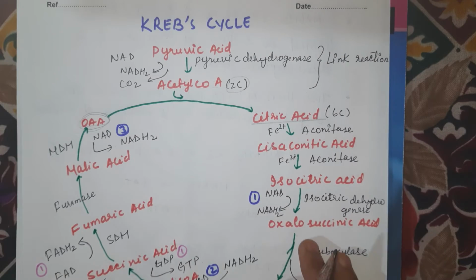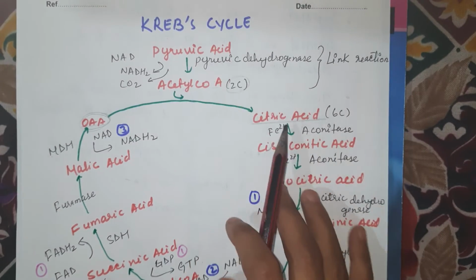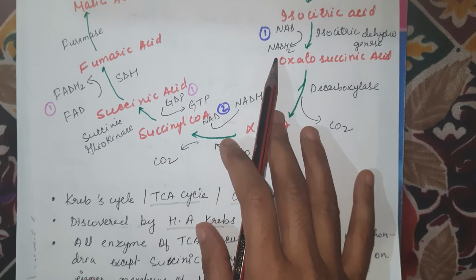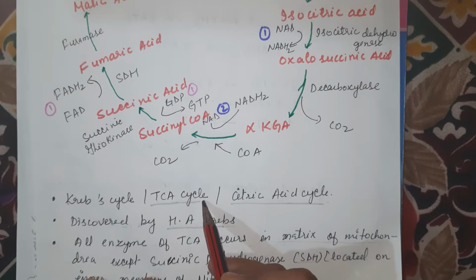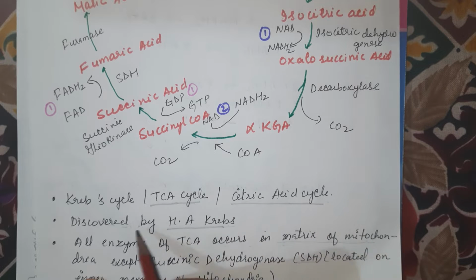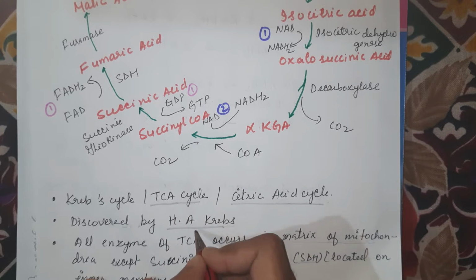Everyone, today we are going to study about the Krebs cycle. So let's start. The Krebs cycle is also called the tricarboxylic acid cycle or citric acid cycle. It was discovered by H.A. Krebs.